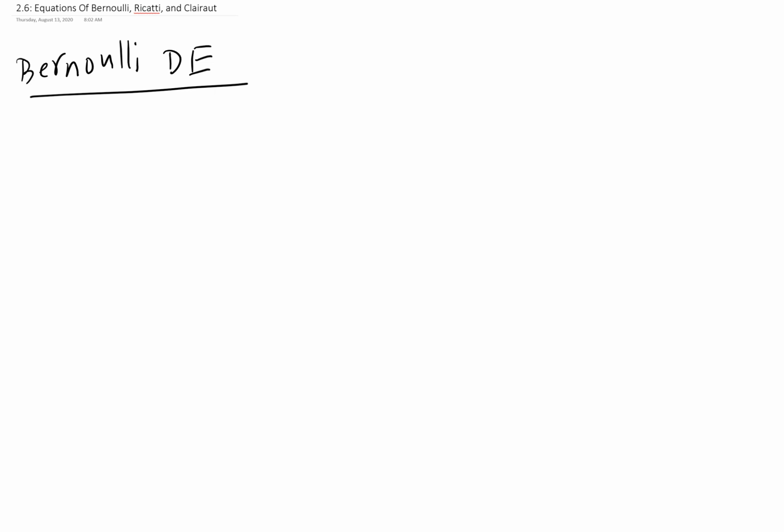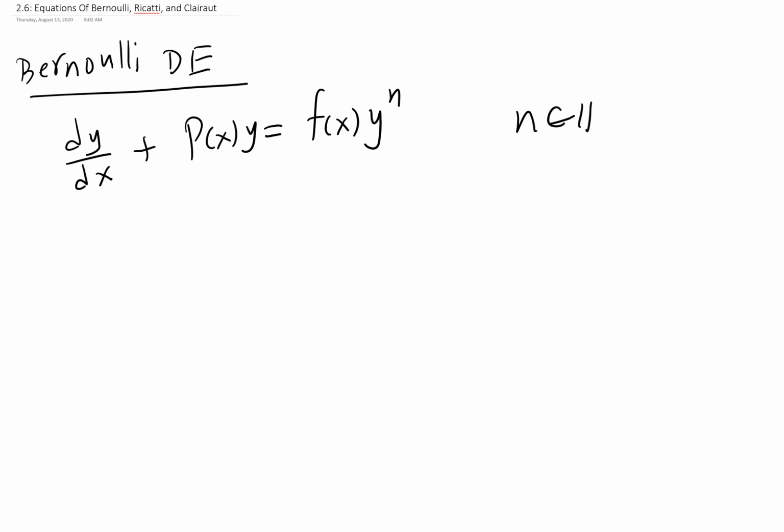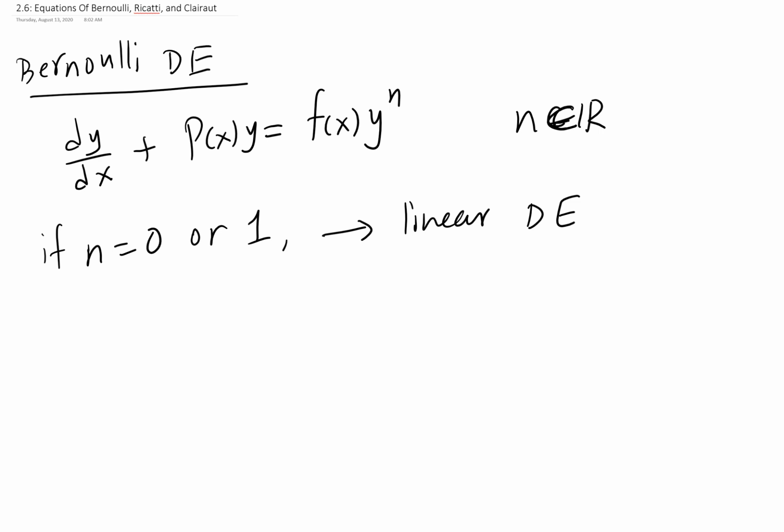The Bernoulli differential equation is the kind of equation that is written in the form dy/dx plus p of x y equals a function in x times y to the n. n is taken from the real numbers, any real number n. Note something: if n is 0, y to the 0 is 1, then we get the linear differential equation. So if n is 0 or even 1, this equation transforms into the linear differential equation that we just covered in the previous section.